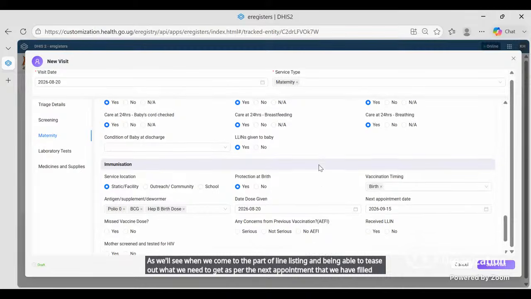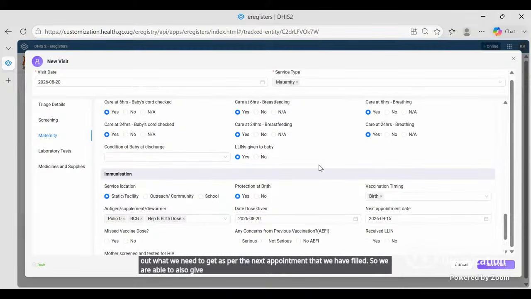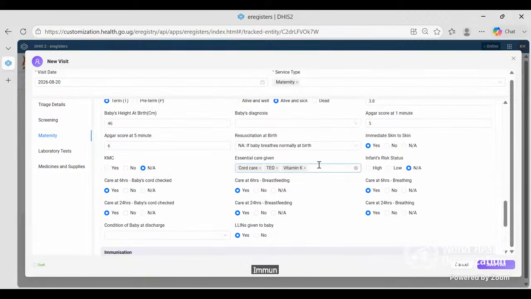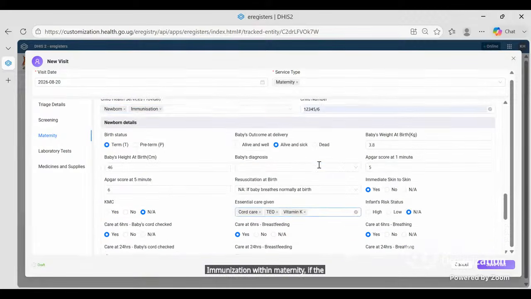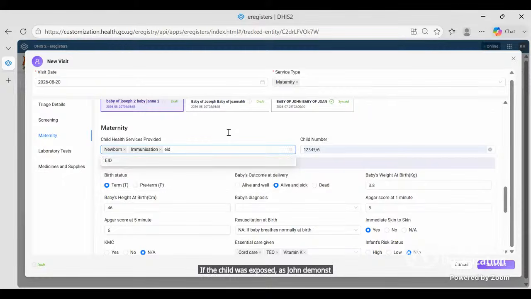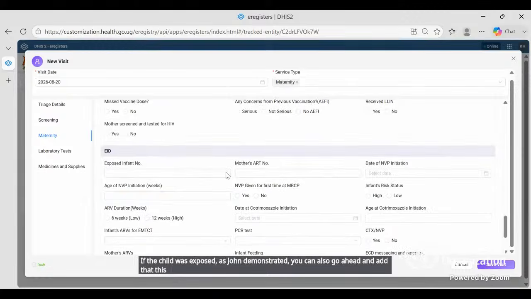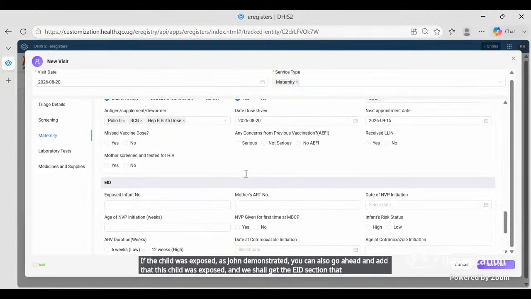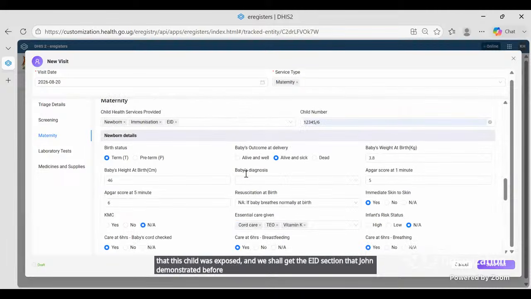So we are able to also give immunization within maternity. If the child was exposed, as John demonstrated, you can also go ahead and add that this child was exposed, and we shall get the EID section that John demonstrated before, which I'm not going to repeat.